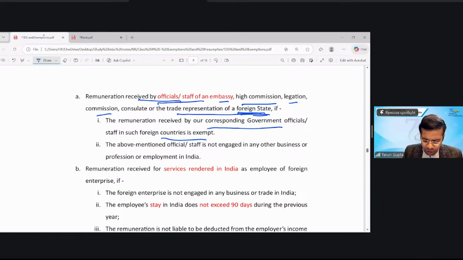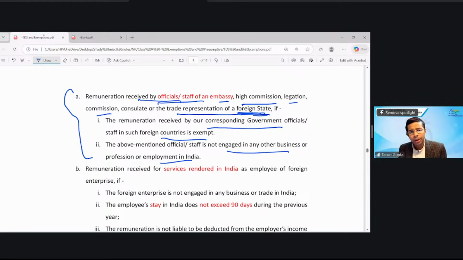The above mentioned official staff is not engaged in any other business, profession, or employment in India. Such staff should be exclusively working for the embassy. They should not be engaged in any other business, profession, or salary income in India, or have any source of revenue from India. Okay. So the remuneration received by the staff of an embassy is exempt.